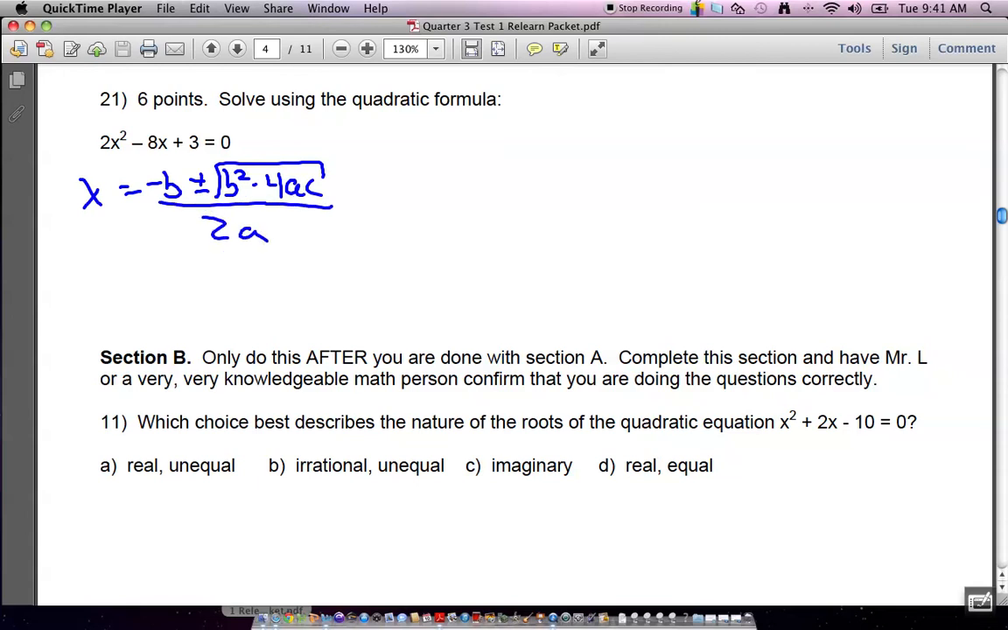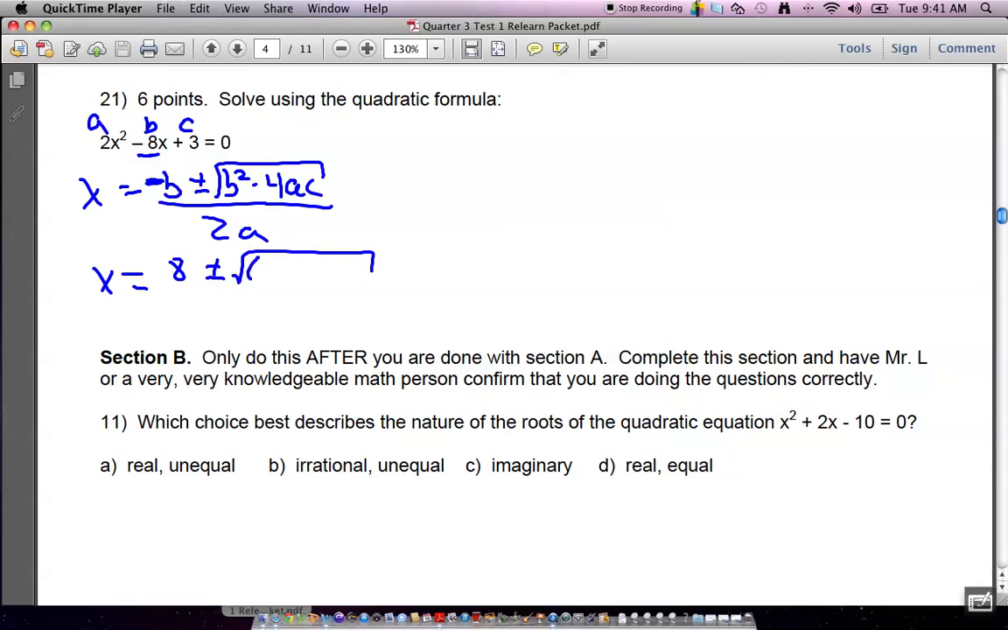First off, a couple of people didn't even know the quadratic formula. I don't have any mercy on you, right? We talked about the need to know it. Should have done it. A is in front of the x squared, B is in front of the x, C is at the end. So x is equal to. Now B is negative 8. So what is the negative of negative 8? It's positive 8. Plus or minus the square root of.